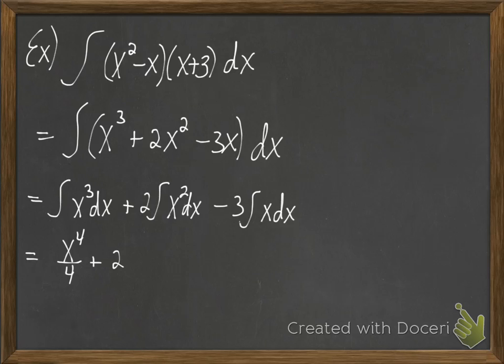For x squared, we'd add 1 to it, and divide by it. For the integral of x, we'd add 1 to it, and then divide by it. And don't forget though, it's an indefinite integral, so we have to add on that plus c.